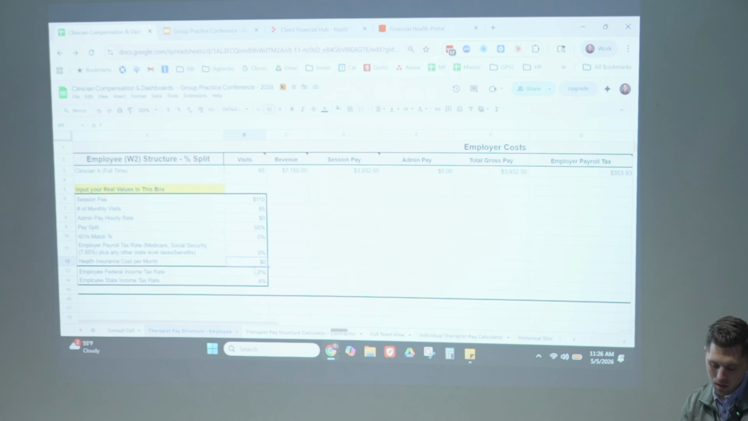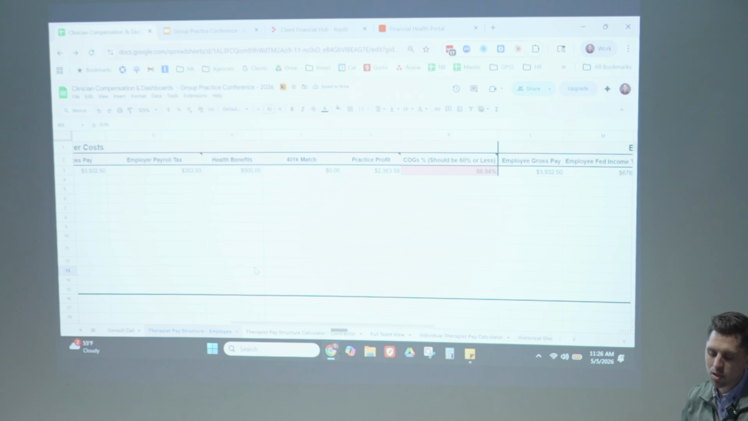We can say, oh yeah, and we're actually doing $500 a month in health insurance. And then you can see it shades red. It's like, ooh, this is kind of high. That's probably not ideal. So a situation you'd use this for is if you're making an offer to someone or thinking about a new pay structure, you can put all your numbers in here and say, hey, does this make sense for us? Or should I try to change some things in my pay structure to get us in a better range on that benchmark, okay? It's also going to give you that profit.